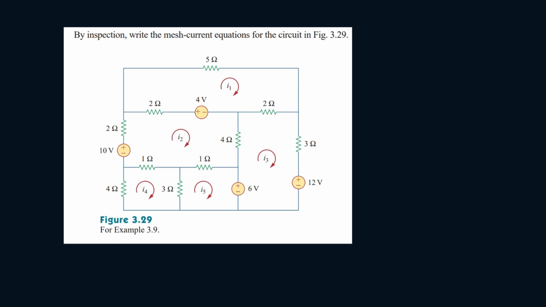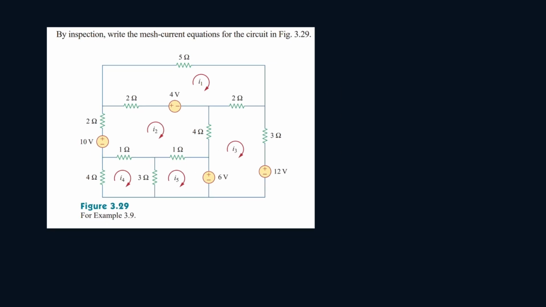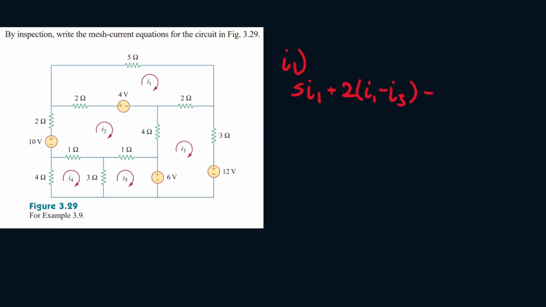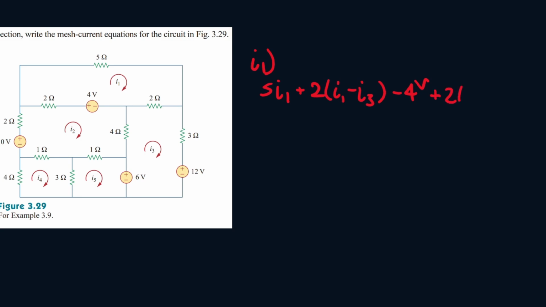Alright, so by inspection, write the mesh current equations for the circuit in the following figure. So let's start by writing the current mesh equation for I1. So we see it enters the 5 ohm resistor, so it's 5I1 plus 2(I1 minus I3) minus 4 volts as it enters the negative terminal, plus 2(I1 minus I2).